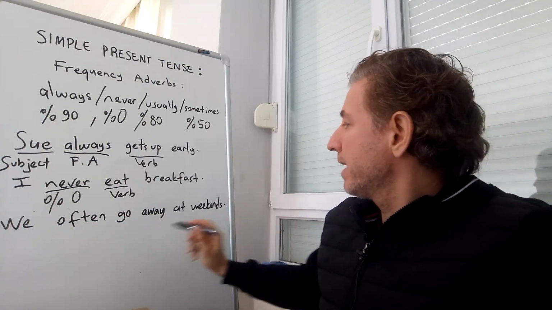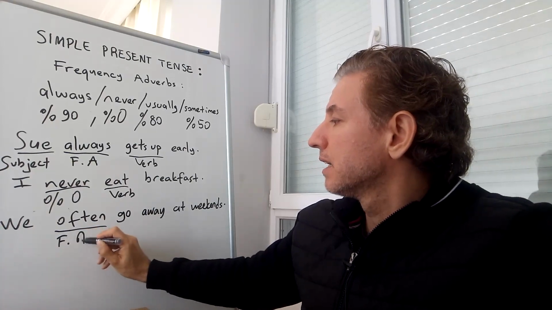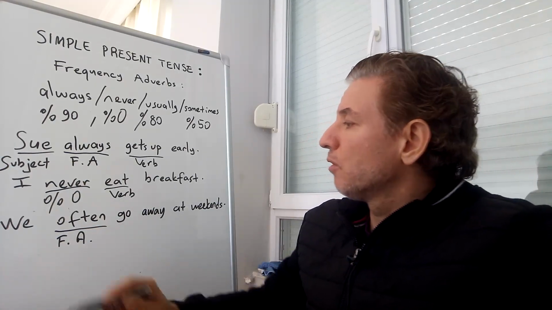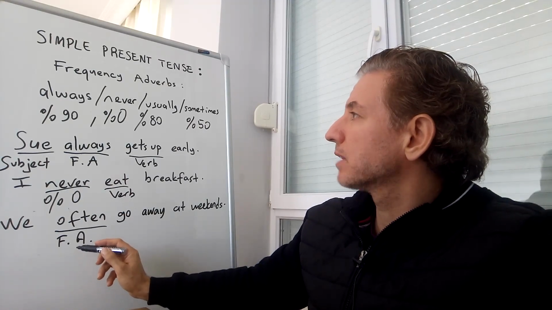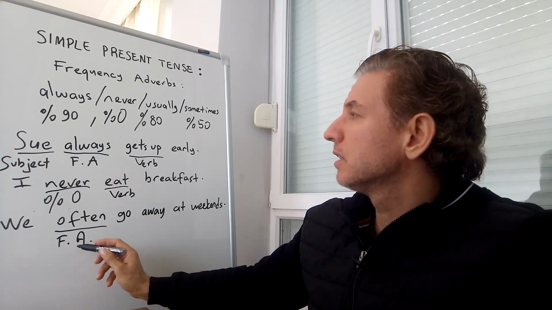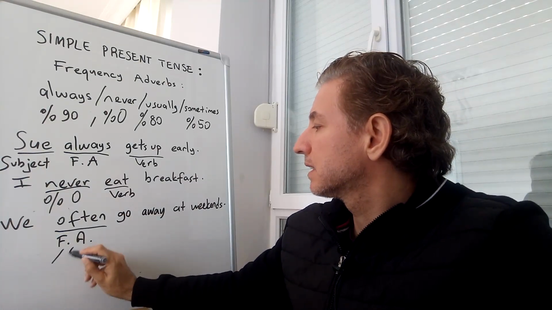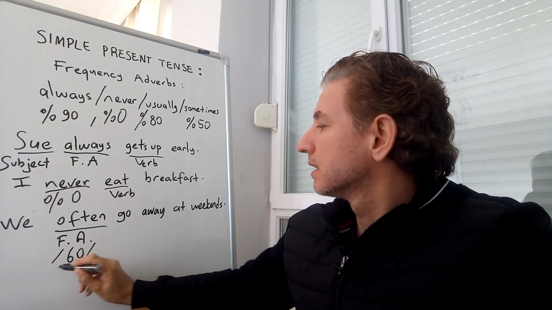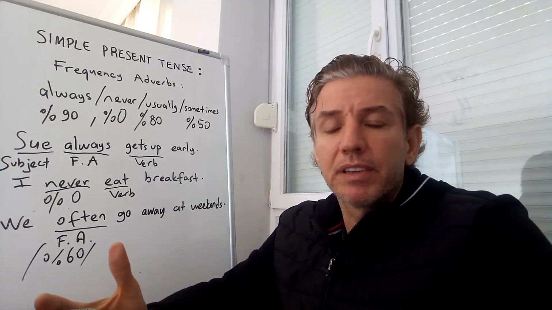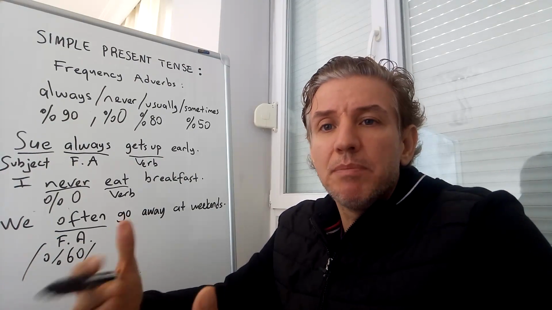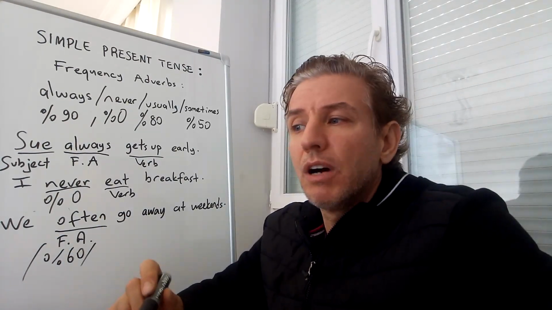We often go away at weekends. Often is a frequency adverb. So what is the percentage of often? Often, for example, 60%. Okay? We often, many times, okay? We many times go away at weekends. We often go away at weekends.